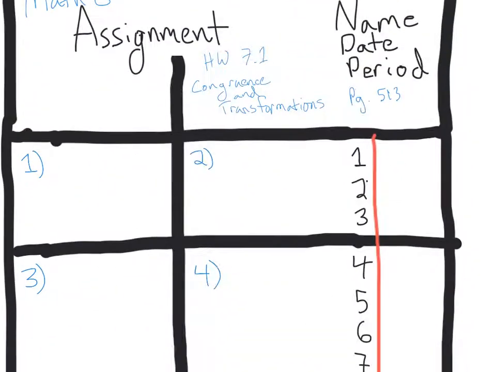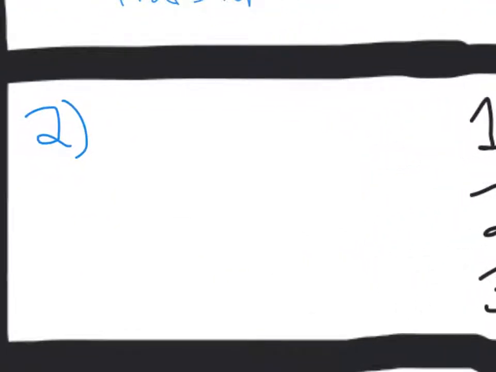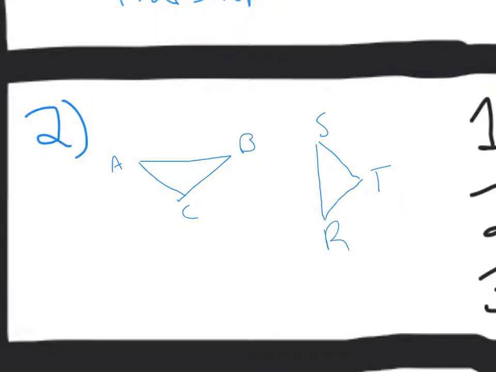So I'll start out with number 2, and we've got these two shapes, and excuse my art, it's not very good, but the book has obviously much better drawings than this. Let's see, A, B, C, and this is STR. Okay, and the problem asks us to determine if the two figures are congruent by transformations.